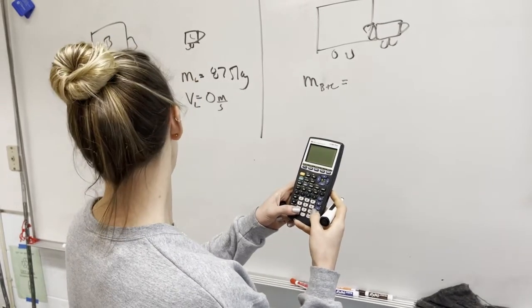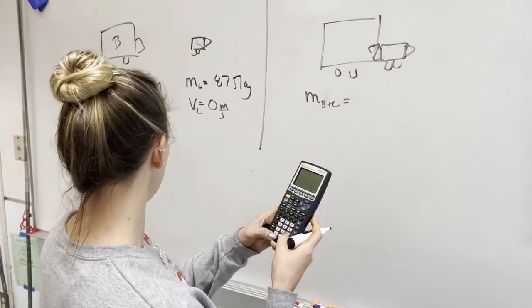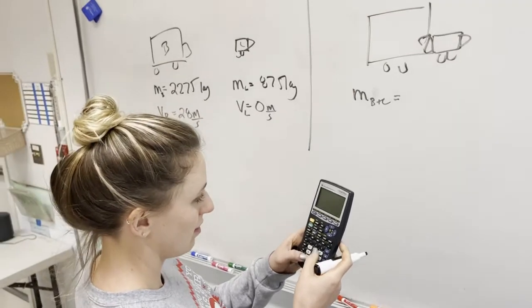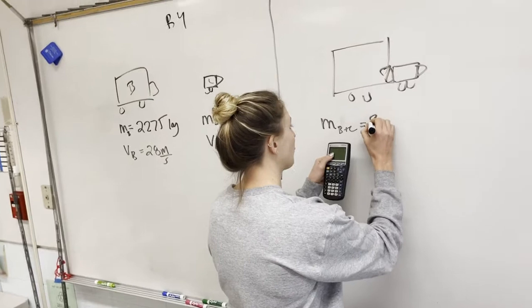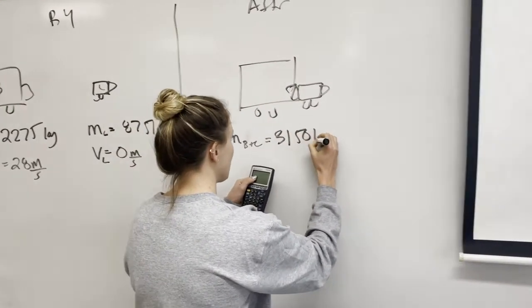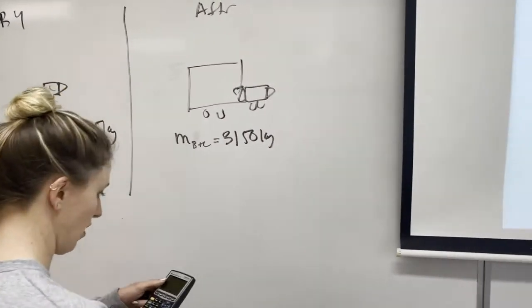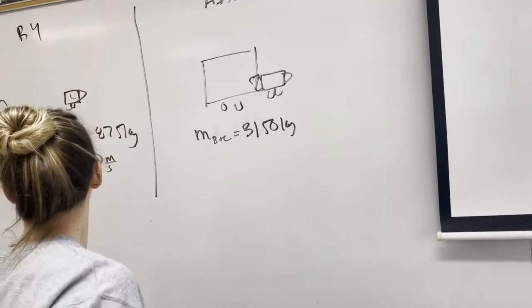2275 plus 875. Yep. My writing needs to improve. Okay, room for improvement. This many, 3,100. And we want to know what the final velocity of both of them is.